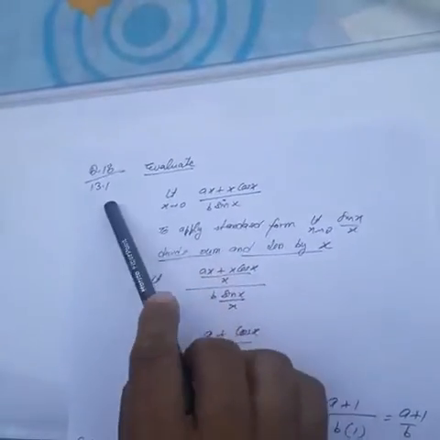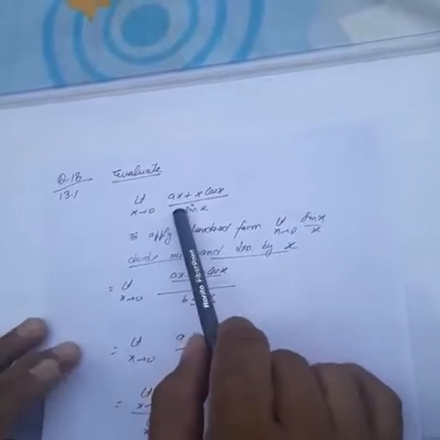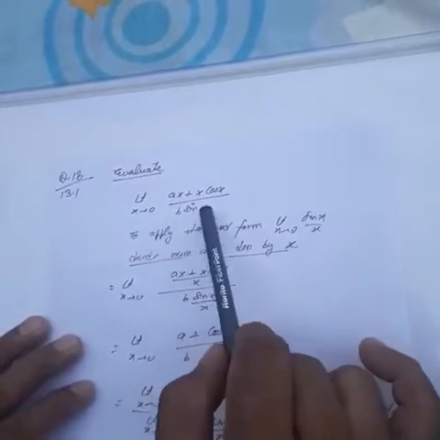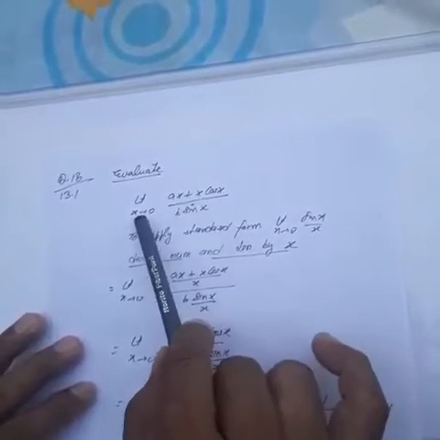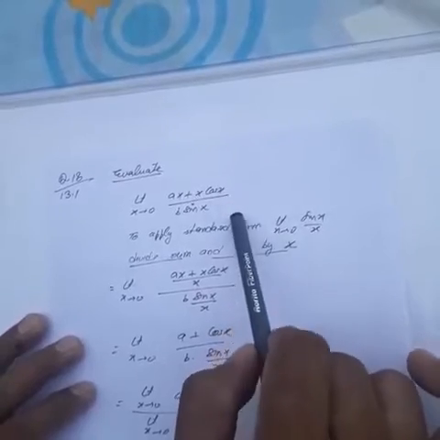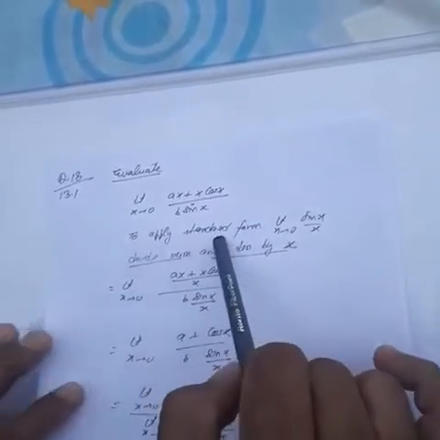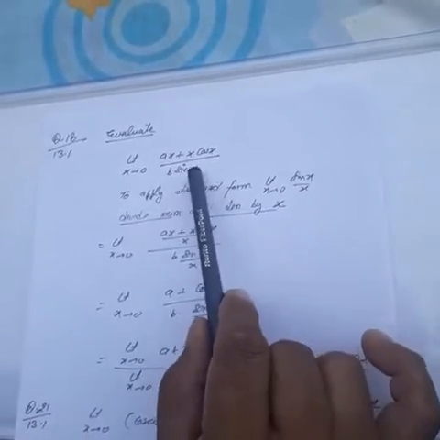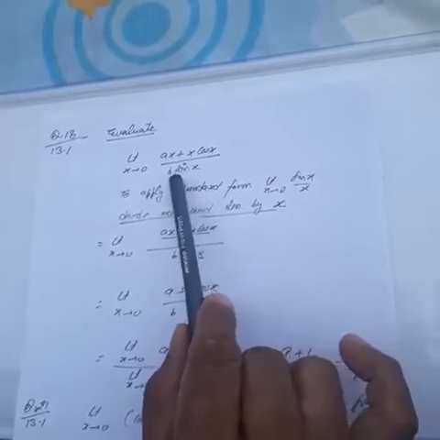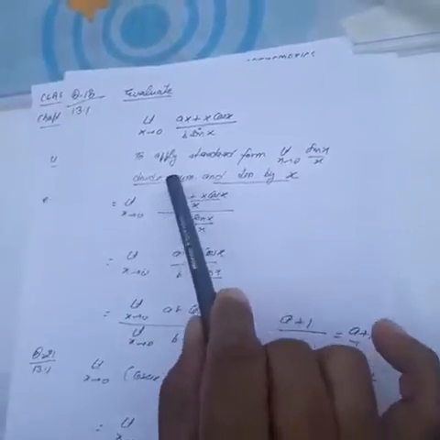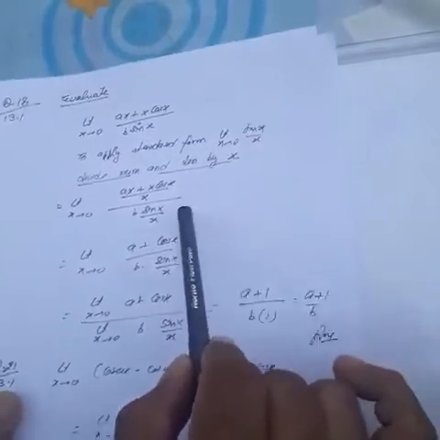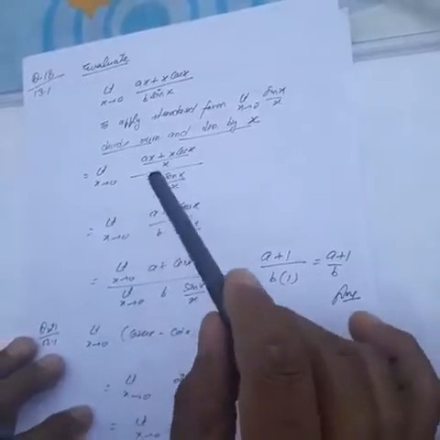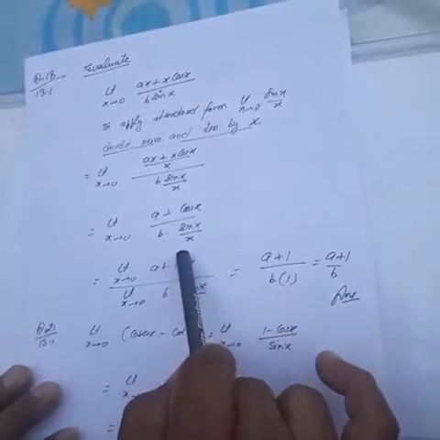Question number 18. Limit x tends to 0, ax plus x into cos x upon b sin x. We will reduce into standard form, because it is sin x, and at x equals 0 we are getting a 0 upon 0 form, indeterminate form. So we will apply standard form in sin x. To apply standard form, we divide the numerator and denominator by x. Write the terms separately: a plus cos x after cancellation, divided by b into sin x upon x.